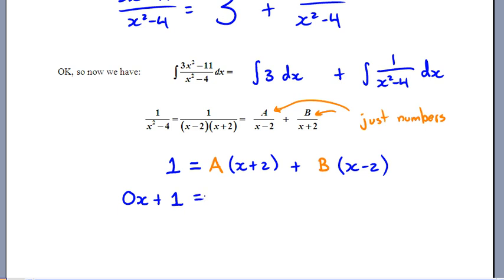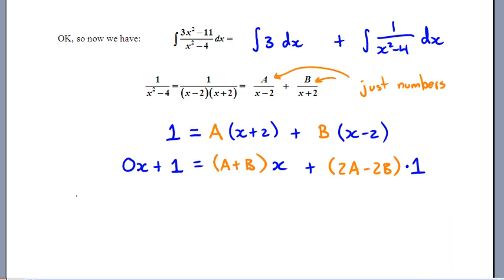Now, what about here? How many x's have we got? Well, there's an ax and a bx. So there's like a plus b x. And then what about the 1's? Well, there's like a 2a and a minus 2b. Okay, 2a minus 2b multiplied by 1. And now you'd want to have things match up. It looks like a plus b has to equal 0. Okay, that's one of my equations, because it's 0x on the left. And the other equation is 2a minus 2b is equal to just a plain old 1.